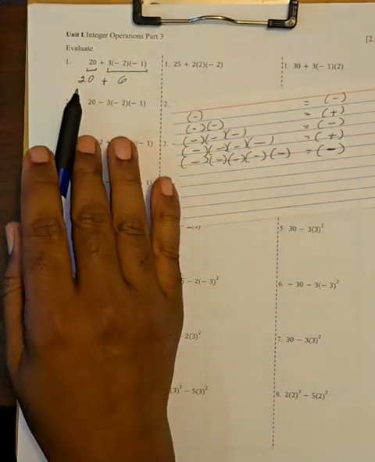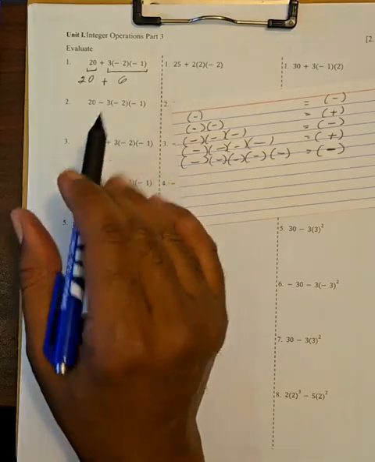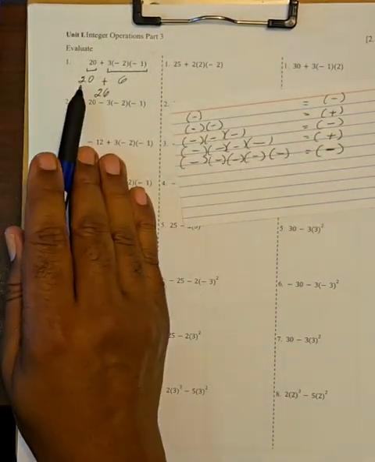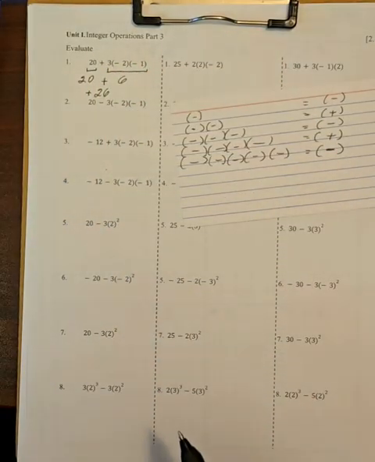Now what we have is same signs, positive 20 and positive 6. Same signs will add, you'll get 26. And the bigger sign wins, which is the 20. So that'll be a positive 26.